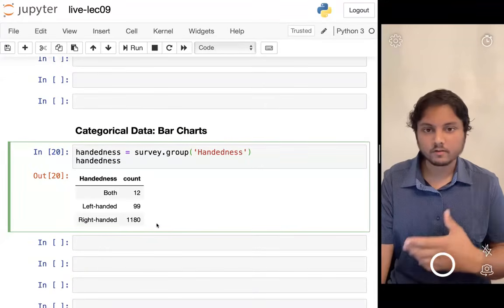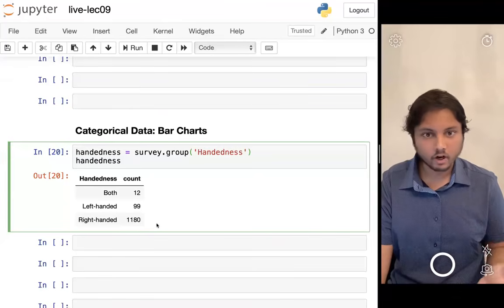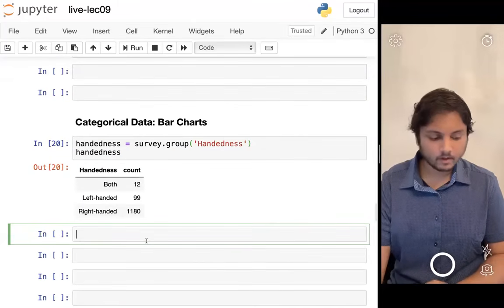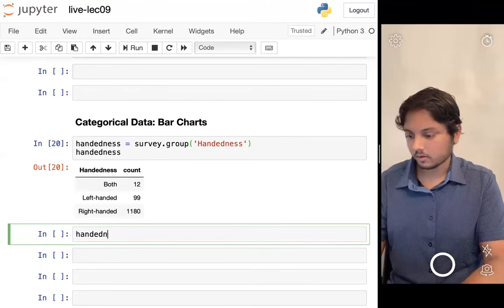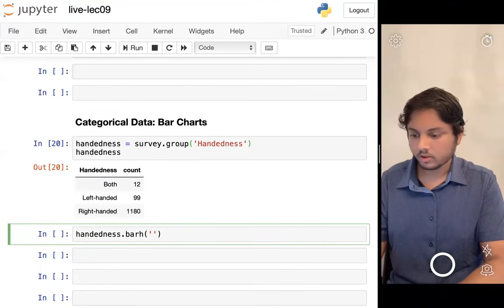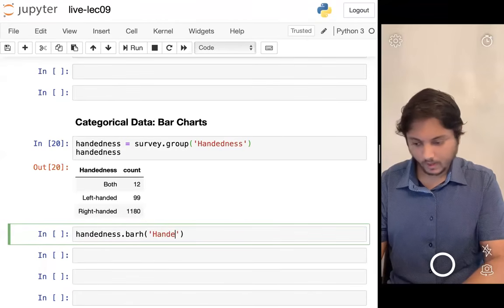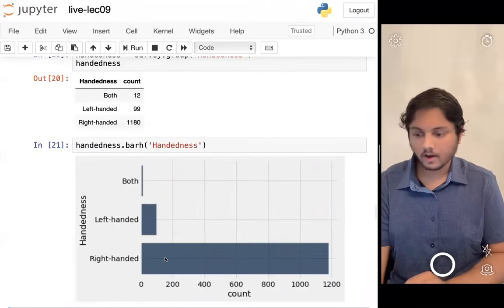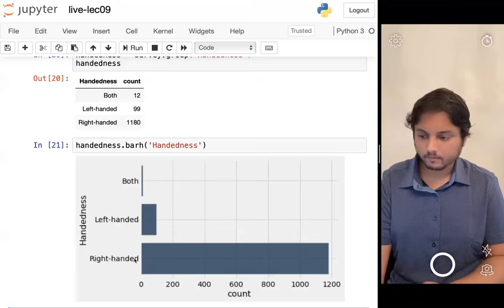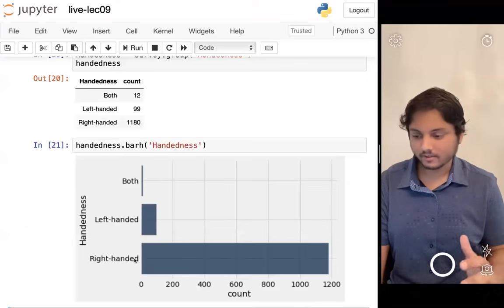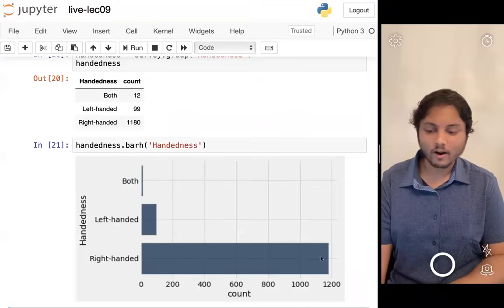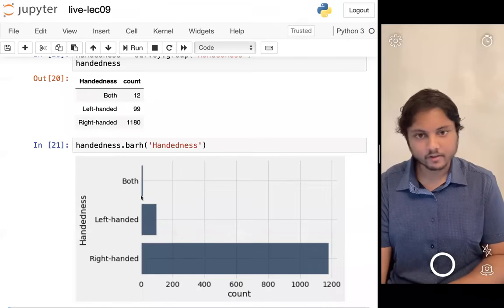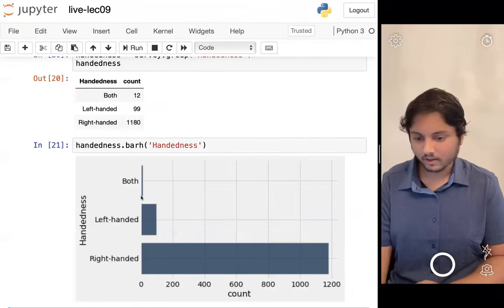If you wanted to actually visualize it in a graph or chart format, then you'd use a bar chart. And we can do that as well. We can do handedness dot barh, and then pass in handedness. And now this visualizes the same data as above, but in a graphical format. Now you can really see the difference in scale. There are way more right-handed people than left-handed, and very, very few ambidextrous people. So kind of interesting.